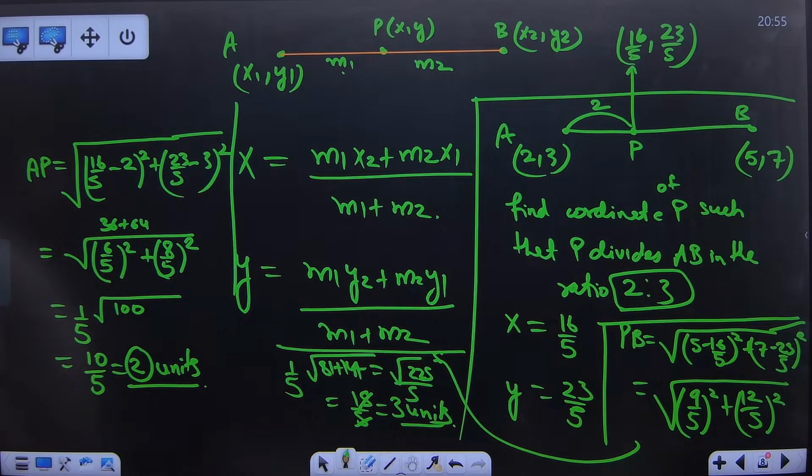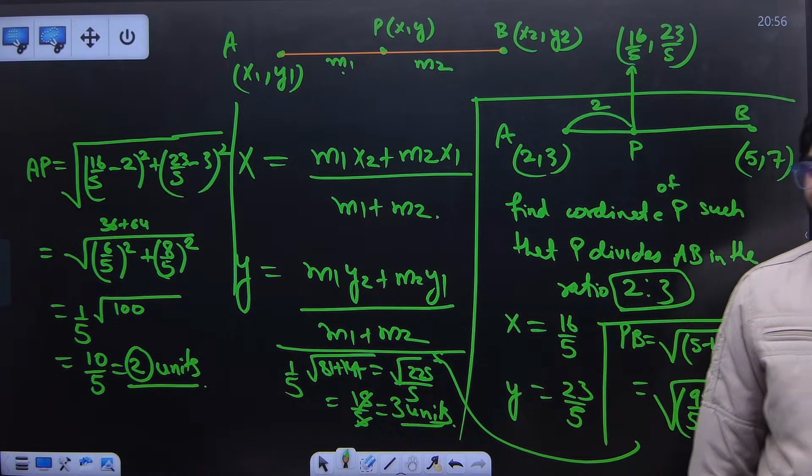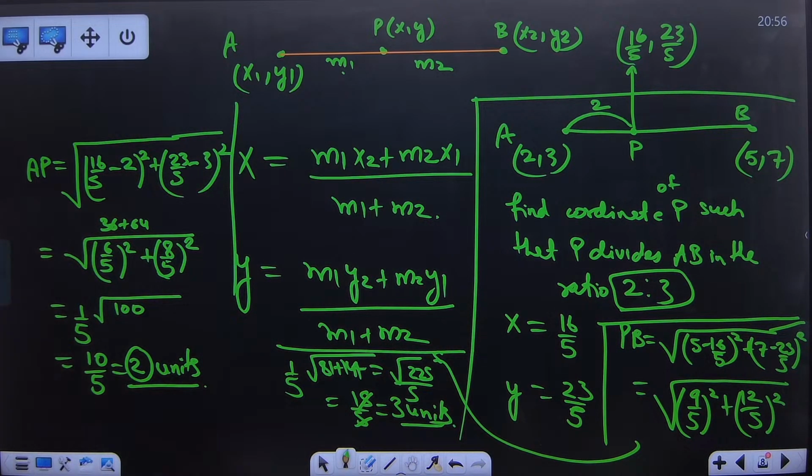So are you busy, or can we extend the class for 10-15 minutes? We can extend the class. Okay, we will extend. Because this was the start, it was given in the formula, but I wanted you to understand how the formula came. This is being taught before the straight line.